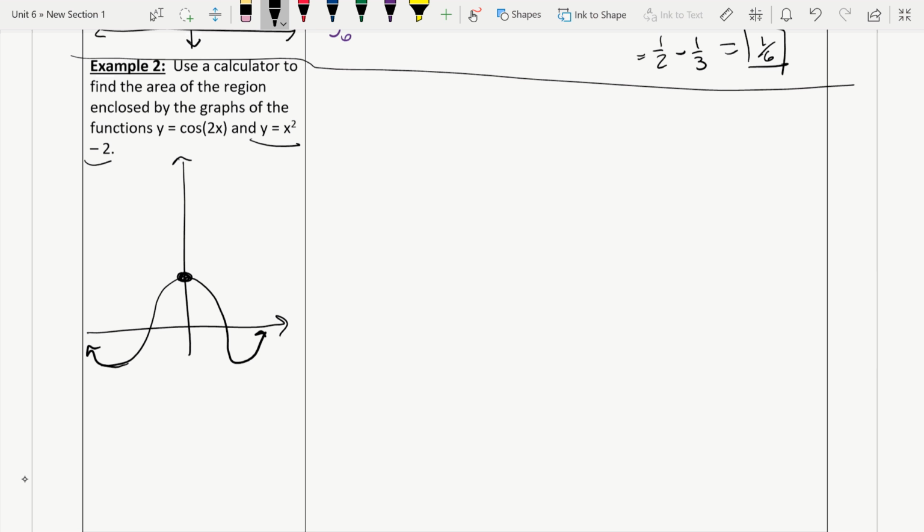And then x squared minus 2. Well, it's going to be a parabola somewhere. I don't know where exactly the intersection point is going to happen. Maybe the intersections are down here. Maybe it's a little higher up. So, okay, I think we're going to need to reach for the graphing calculator on this one. Let's see.